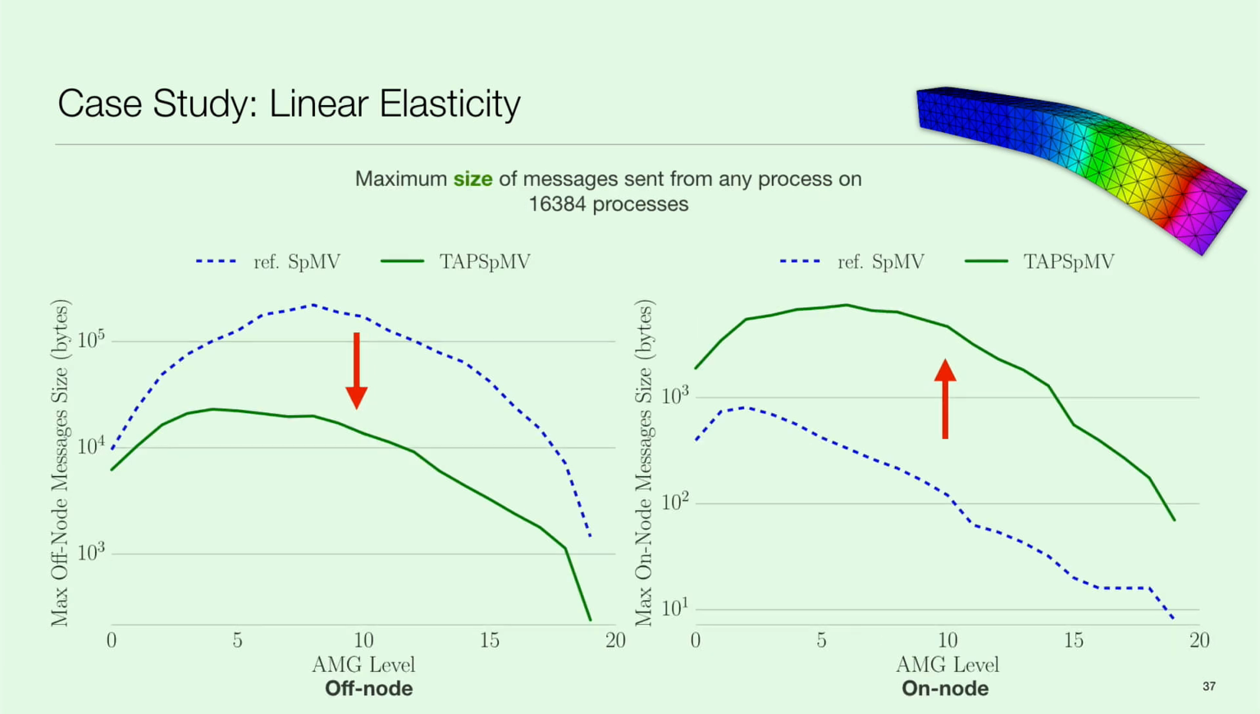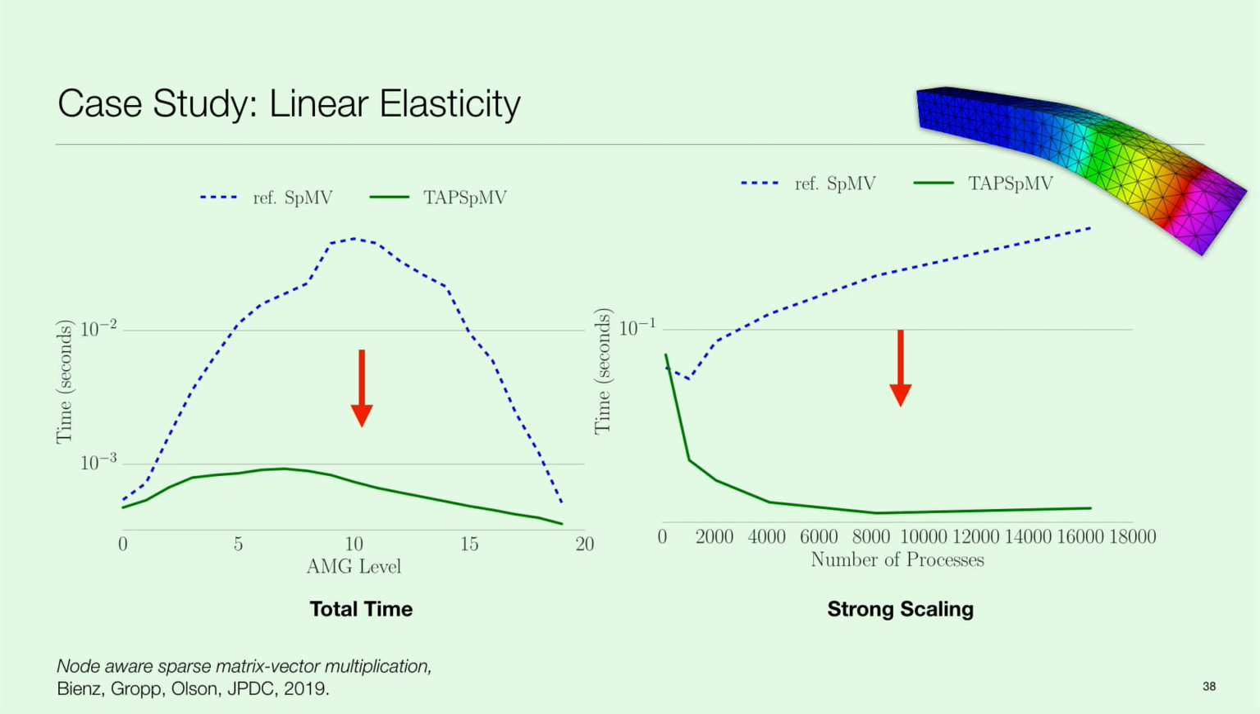Okay, that's good. It also says that the maximum size of the messages goes down off node, and that the maximum size for any process goes up on node. Okay, that's also good. And in total, the total time goes down dramatically. So that's a very good thing. So here on the left, we did the total time, and on the right, we can see that it just helps extend the strong scaling limit for these types of problems.